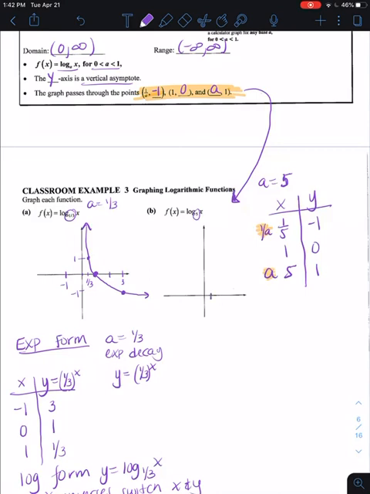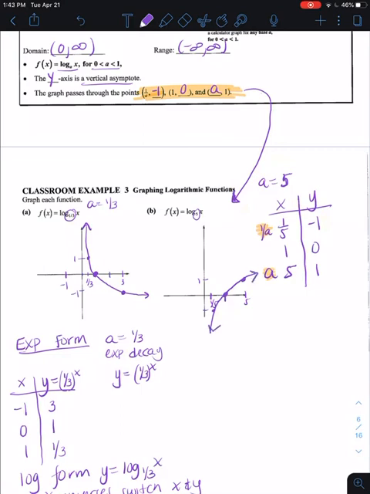So at 1/5, we'll say it's here. The y value is -1. At 1, the y value is 0. And then at 5, the y value is 1. So we'll say about here. So your graph looks something like this.